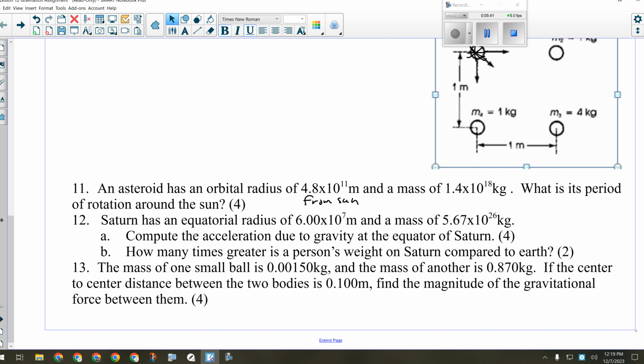And for number 13, okay, the mass of one small ball is 0.00150 kilograms, the other is 0.870 kilograms. Their distance apart is 0.1 meters. Find the magnitude of the gravitational force between them. Don't overthink that question. It's basically as easy as it sounds.